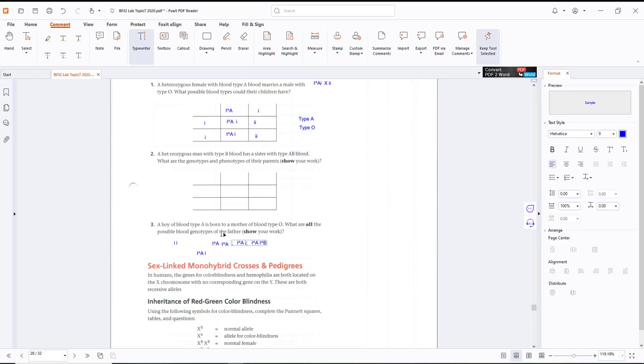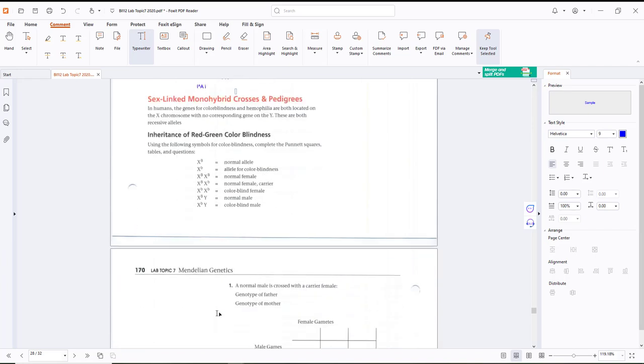Okay, so there's 3 possibilities. He could be homozygous recessive for A, he could be heterozygous for A, or he could be AB. Okay, so those are the different possibilities. All right, there's nothing else he could be.